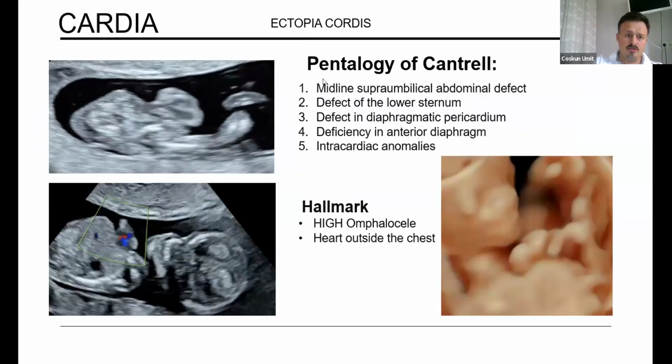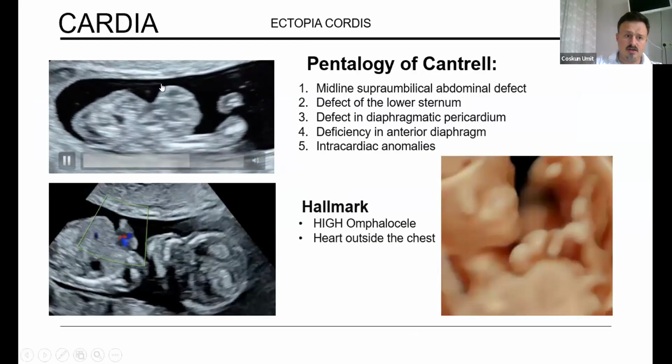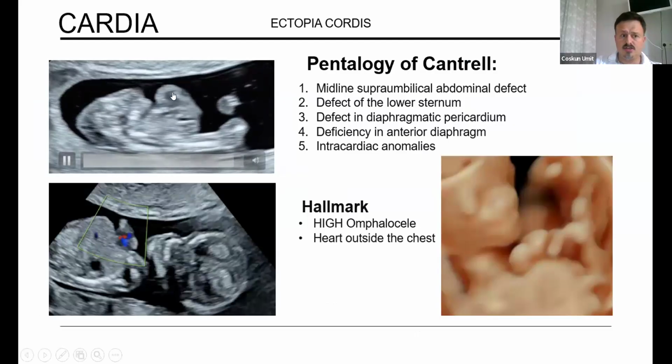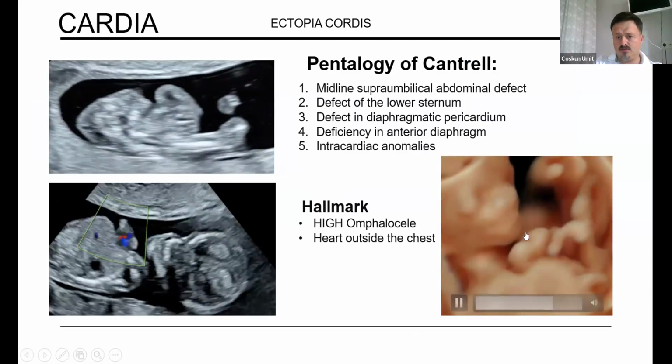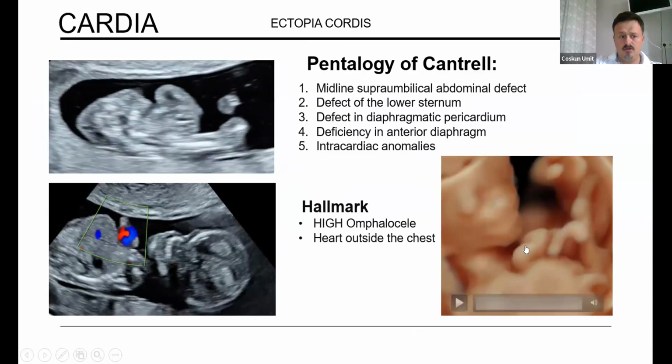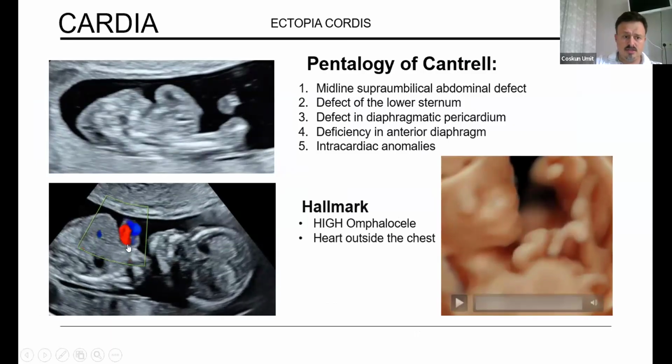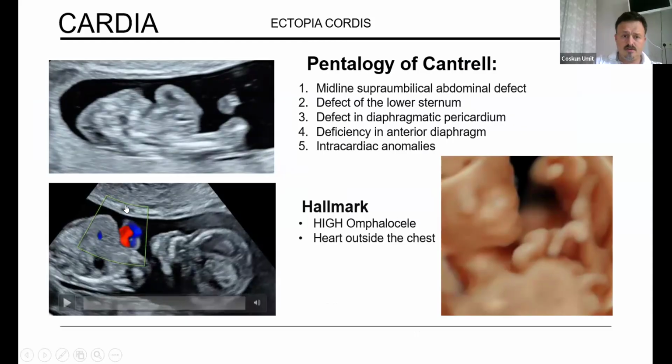Yes, this is an ectopia cordis case. As you can see here, the heart is beating, but it is beating outside of the chest. So here is the same baby's 3D video. And as you can see here with color Doppler, it is a very rare abnormality, but it is very easy to check it and diagnose it. The high omphalocele is important, and the heart is beating outside the chest.